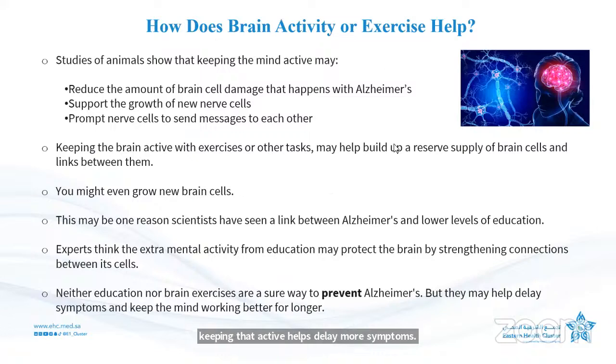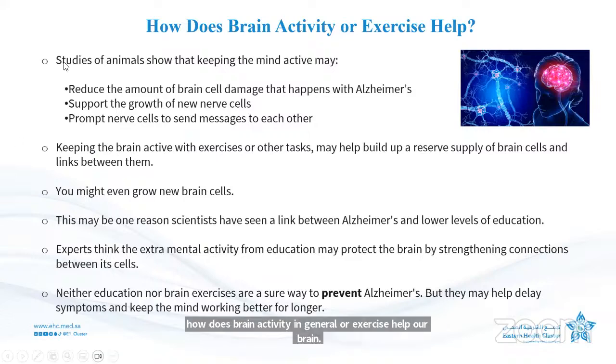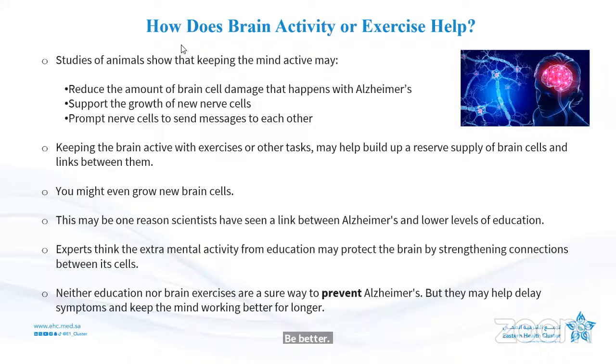How does brain activity in general, or exercise, help our brain be better? Studies of animals show that keeping the mind active may reduce the amount of brain cell damage that happens with Alzheimer's. It can also support the growth of new nerve cells, and prompt nerve cells to send messages to each other.